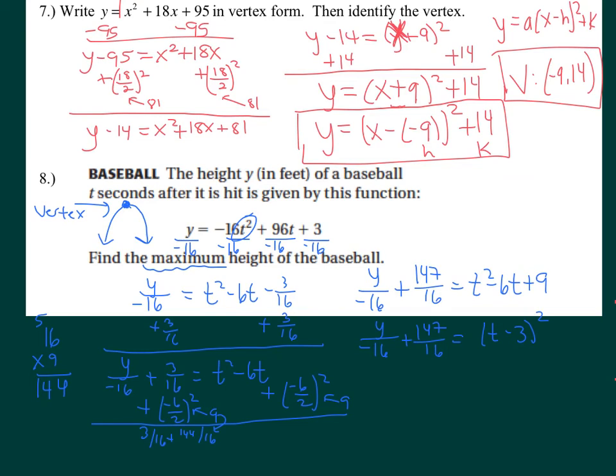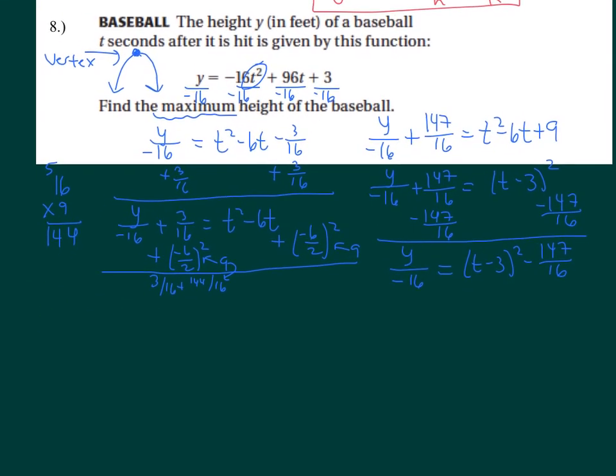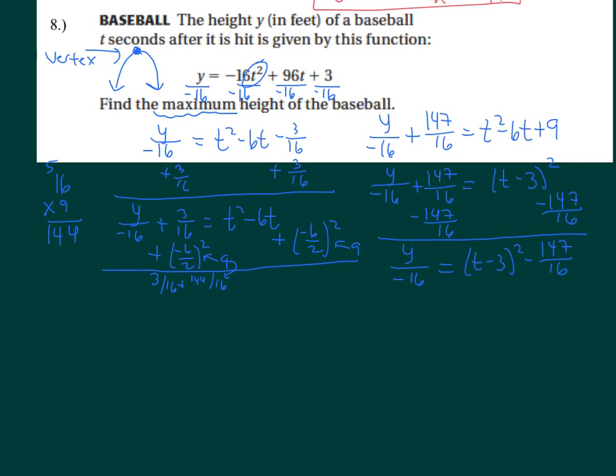And now I just have to solve for y. So I'm going to move my constant to the right hand side by subtracting it. Again, I don't actually subtract it from anything, I just put it behind the quadratic term. So we have y divided by negative 16 is equal to t minus 3 quantity squared minus 147 over 16. And I'm almost done, but I still have y divided by negative 16, and I just want y. So my last step is to multiply every term by negative 16.